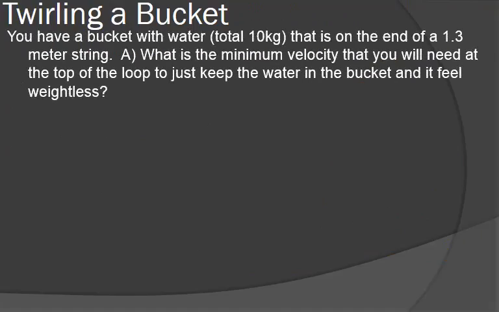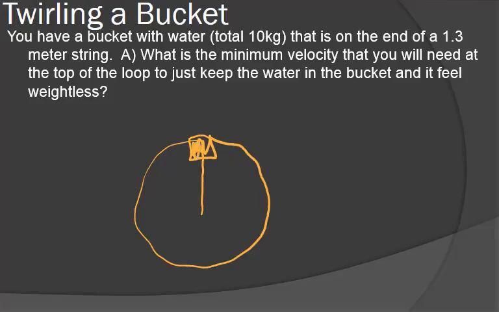Now, with twirling a bucket, this is another one where it's really critical to get this right. We've got the bucket up here, and here's the center of rotation in the middle. Let's look at the context. You have a bucket of water that's on the end of a 1.3 meter long string. What is the minimum velocity you will need at the top of the loop to keep the water in the bucket, so that it'll feel weightless?